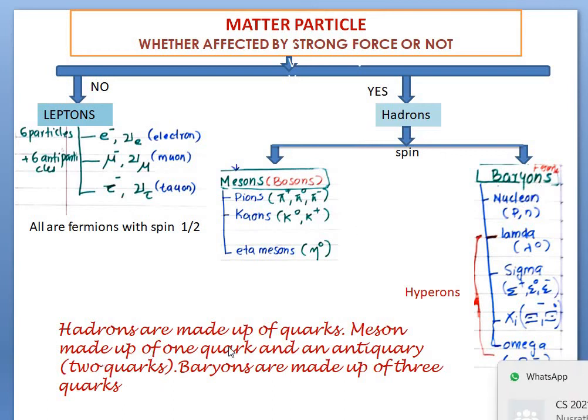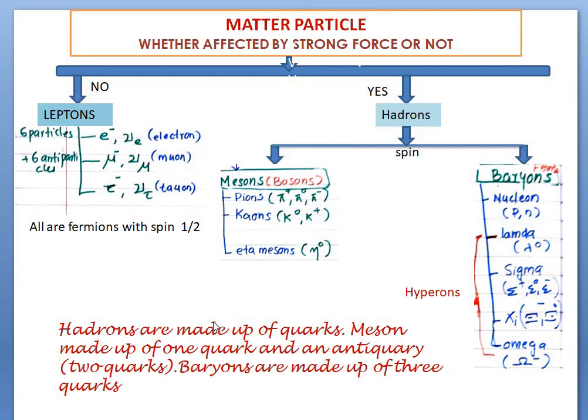So these hadrons are made up of quarks, and a meson is made up of one quark and an antiquark. So the meson is made up of two quarks, but the baryon is made up of three quarks. They are all particle quarks, not antiquarks. And a meson is made up of a quark and an antiquark.